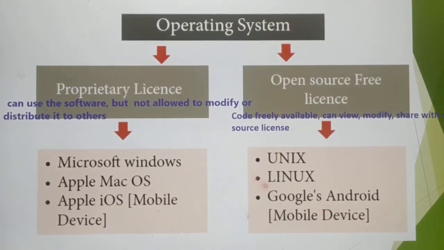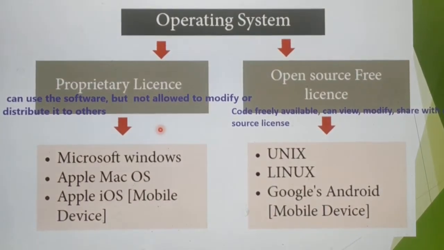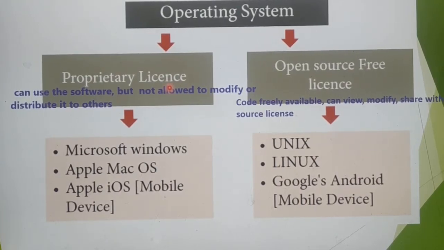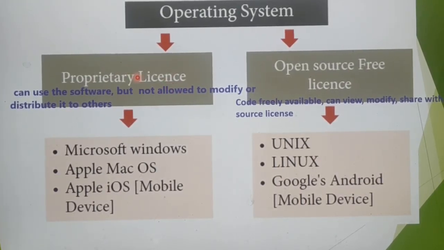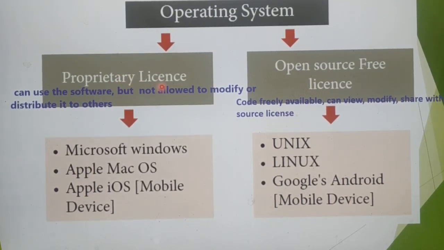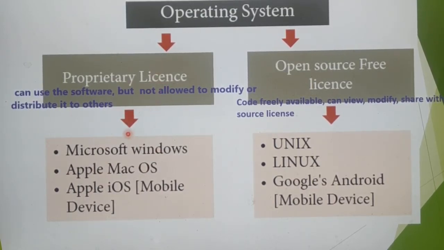The first classification is proprietary license. Proprietary license means non-free license. It is also called closed source non-free license. Already we have seen we can use the proprietary software, but it won't allow us to modify or view it. These are all non-free licenses. Here are some examples of proprietary license: Microsoft Windows, Apple Mac OS, Apple iOS for mobile devices.